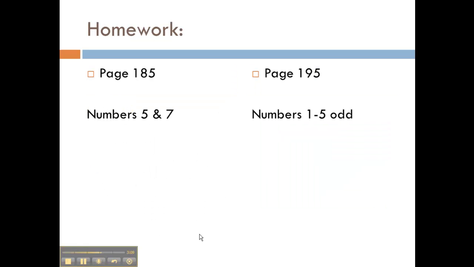The homework assigned will be page 185 and page 195, numbers 5 and 7, and numbers 1 through 5 odd.